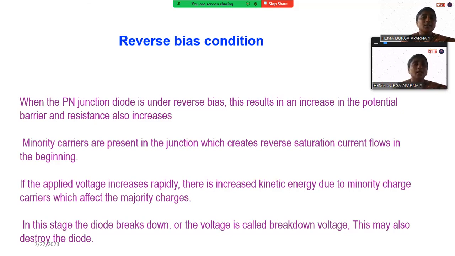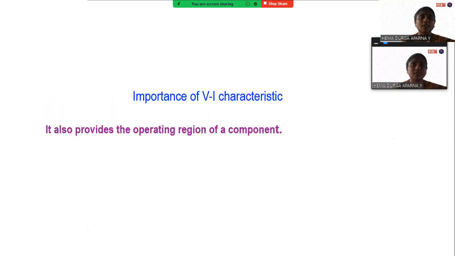As a result, the width of the depletion region increases drastically, and there will be complete blockage of current through the diode as well as in the circuit. So we can say that current will be allowed through a diode only when it is in forward biased condition, and the diode blocks the flow of current when it is reverse biased.